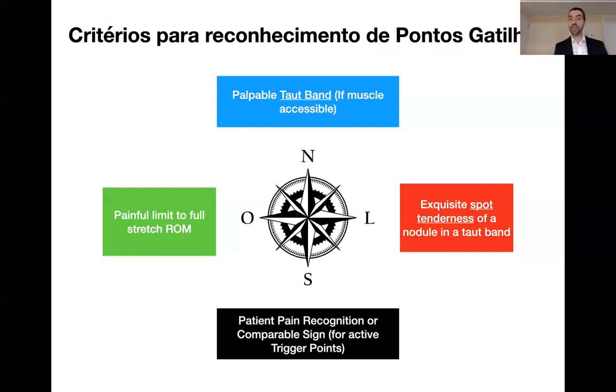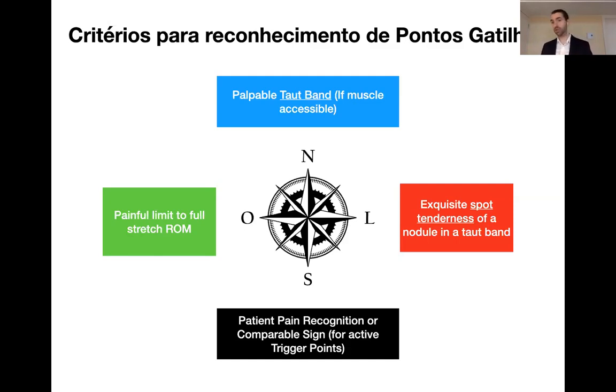In red, you see that we have an exquisite spot of tenderness, like a nodule in this taut band. So we have to find this nodule, and this is very important. However, just finding the nodule doesn't mean it's a trigger point. It can be something else. So it's interesting, we need to find the nodule, but we need something else. So in green, we have the painful limit to full stretch range of motion. Okay, because if you remember, we have this taut band, and the taut band is taut. So it's really hard for the muscle to fully stretch. And that's why we don't have the full range of motion too.